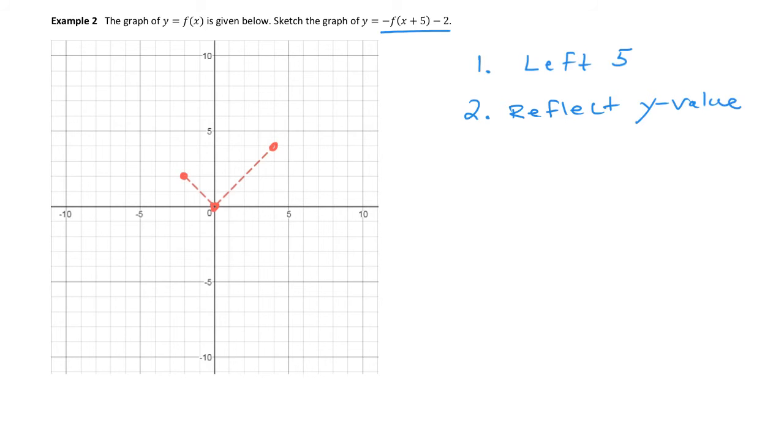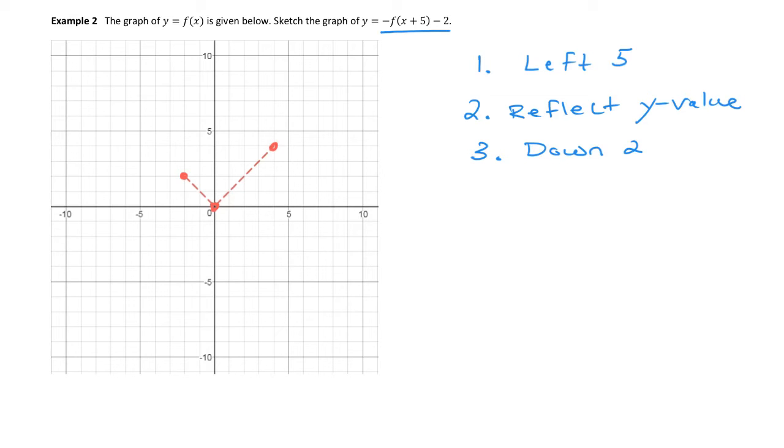You can actually just say reflect the y values. They would have to go over the x-axis if you're changing a y value. And lastly, there's this minus 2. You're subtracting 2 at the very end, and that's to the y value, so I know that means go down 2 places. Let's see what that does to this original graph.